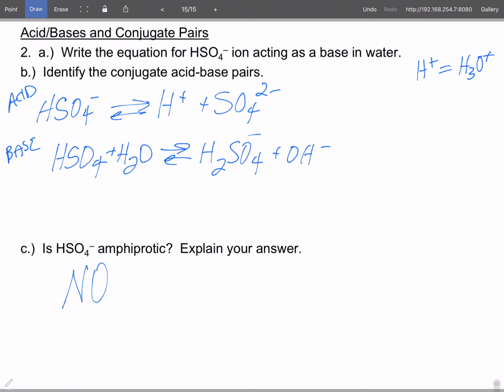Yep. This is a no-go, because if you look at this species here, this is a strong acid. Remember, the definition of a strong acid is it dissociates completely, which means it will not go back to form it. So this half reaction can't go because it cannot form a strong acid back. So the answer is no. I mean, that was a trick question.